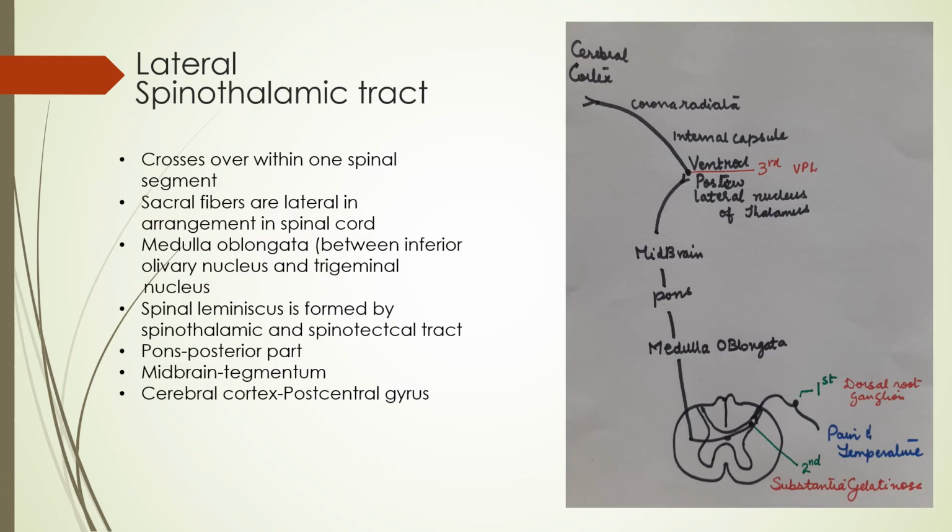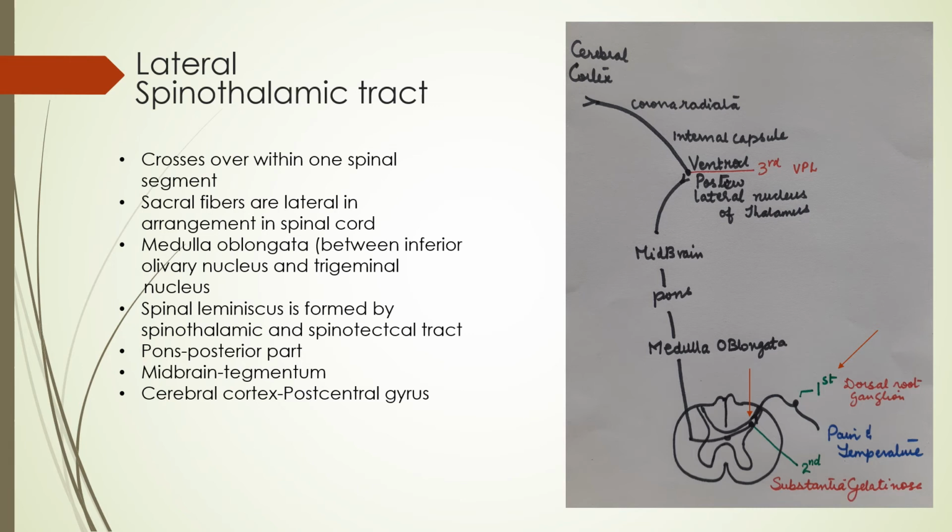So in this slide you can see that I have summarized the pathway of the lateral spinothalamic tract, and you can see the arrangement of first, second and third order neurons here. The first order neuron is again dorsal root ganglion, second is substantia gelatinosa, and third is VPL nucleus of thalamus. So the sensation received is of pain and temperature, which enters the dorsal root ganglion. The central fibers of dorsal root ganglion synapse with the substantia gelatinosa nuclei.